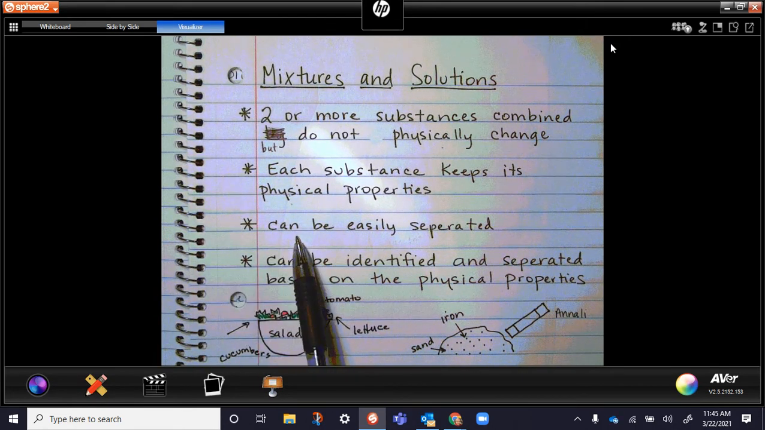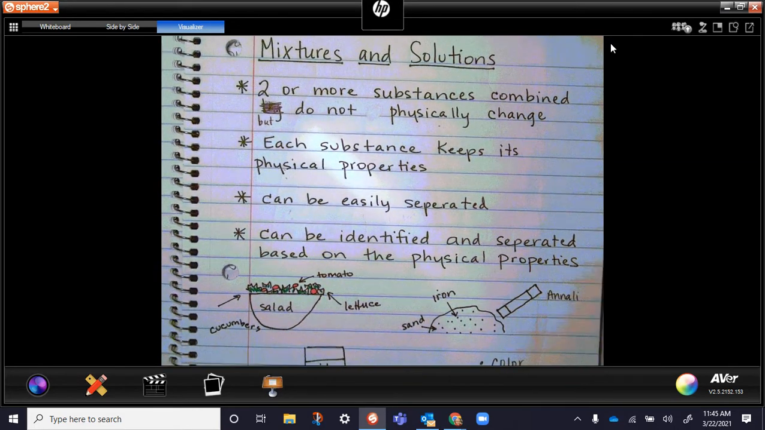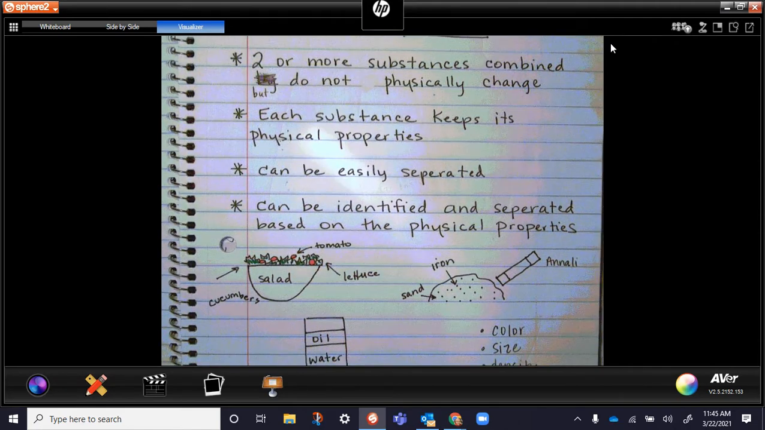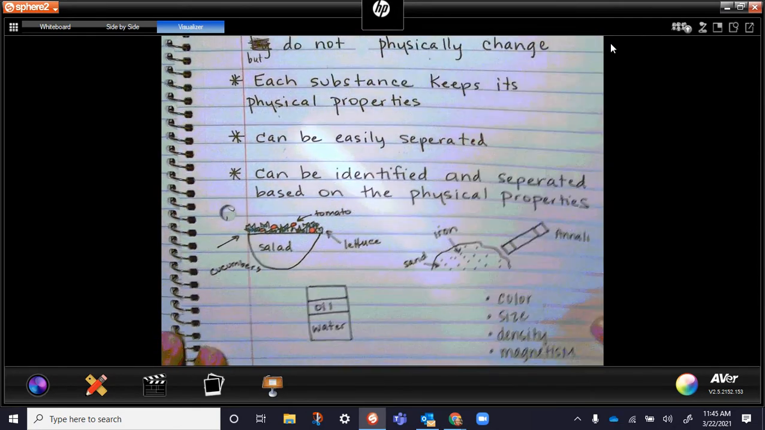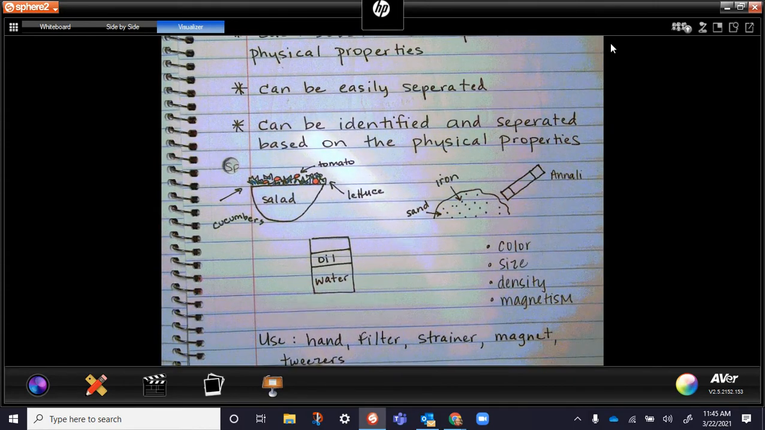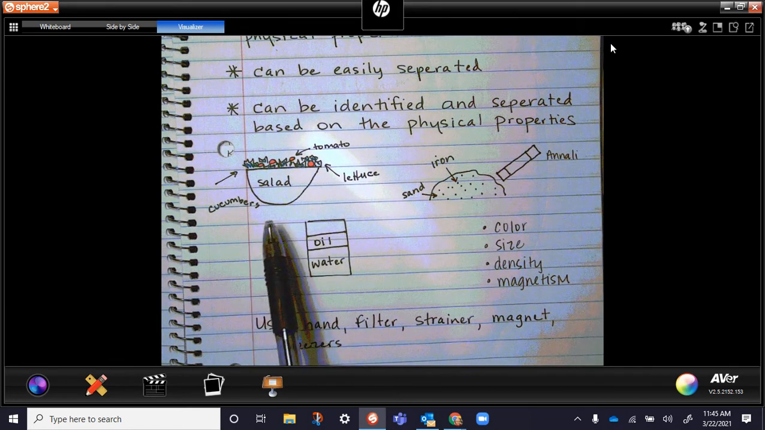Then it can be easily separated. We can use things like our hands, a filter, a strainer, a magnet, tweezers, things like that to help us separate. So that's down here on the bottom. Those are the physical properties right here. And then it can be identified and separated based on the physical properties. So again, here's all those physical properties right here.